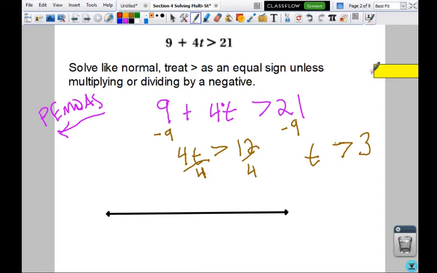Alright, I get t is greater than 3. So is my t on the left side? Yep, so I don't need to flip it. Did I ever divide by a negative? Nope, so I'm not flipping. So I'm just going to graph this. I'm going to go 3, 4, 2. I'm going to make my circle. And Sophia, which way is my arrow going to go? Left or right? It is going to the right.